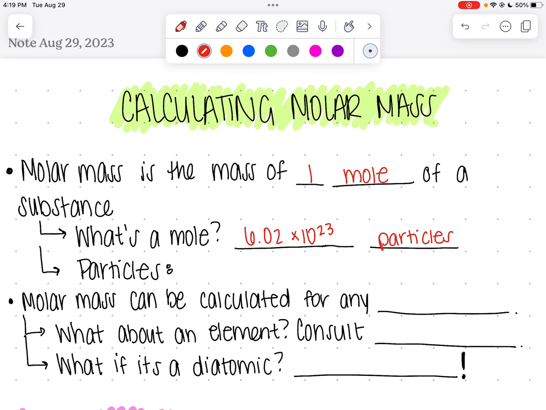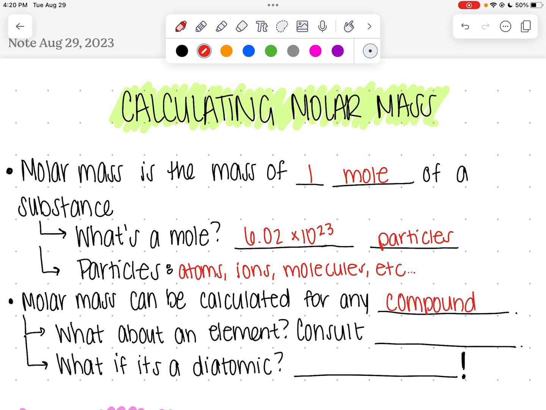So what could particles be? We could be talking about atoms, ions, molecules, formula units, etc. There's lots of other things we could be talking about. A particle is just an umbrella term. So molar mass can be calculated for any compound.